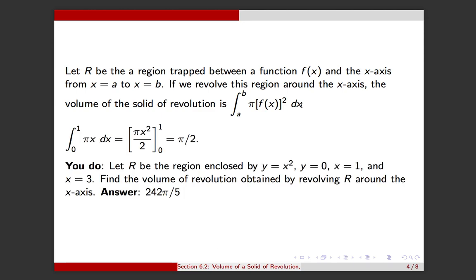So now you guys think about this. Let R be the region enclosed by y equals x squared, y equals 0, so the x-axis, x equals 1 and x equals 3. Find the volume of the solid of revolution obtained by revolving R around the x-axis. So pause the video and see if you can get this 242 pi over 5 answer.